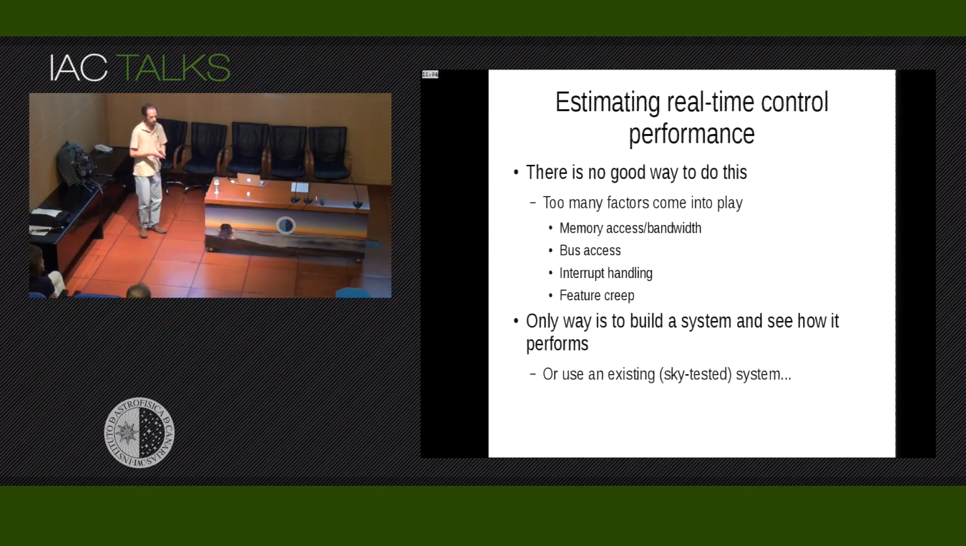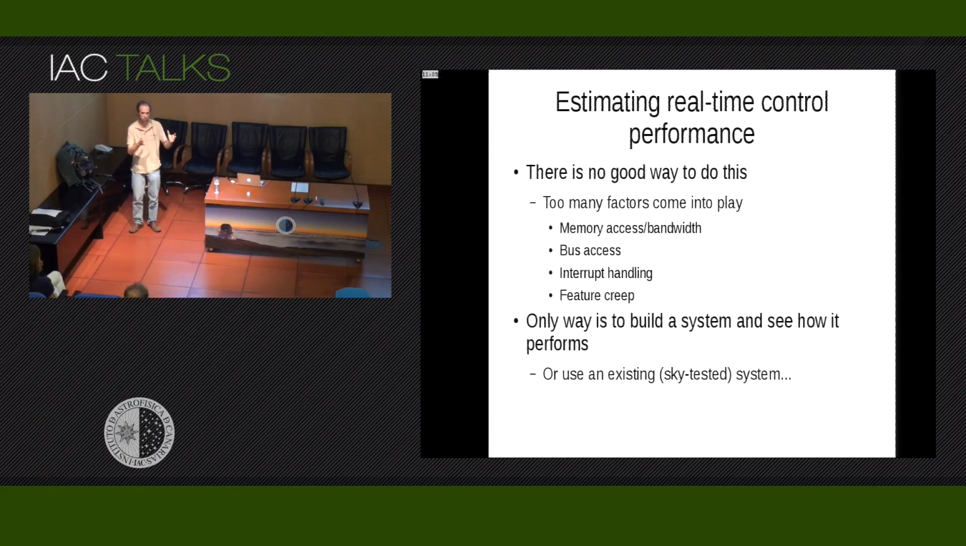Estimating real-time control performance. Okay, so if you have a system that you know you want to build, how do you estimate the performance that a real-time system is going to give? You've got some specific hardware in mind, or you want to be able to spec your hardware. How do you do that? There's no good way to do this. You can't just look at the problem and say, all right, my pixel data has this many pixels, and it's coming in at this rate, so I need that much bandwidth.